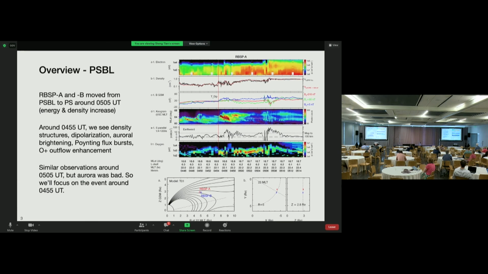Also, in the last panel, I'm showing you the oxygen energy spectrogram. You can see that oxygen flux is enhanced too. So that's another side effect of this Poynting flux flowing down. It creates aurora and also some oxygen outflows.